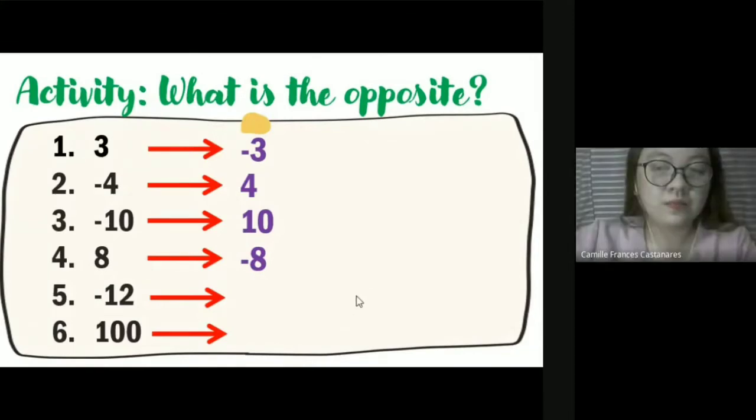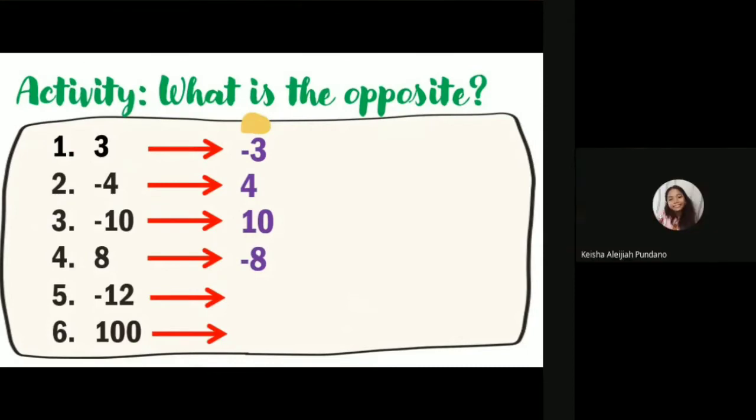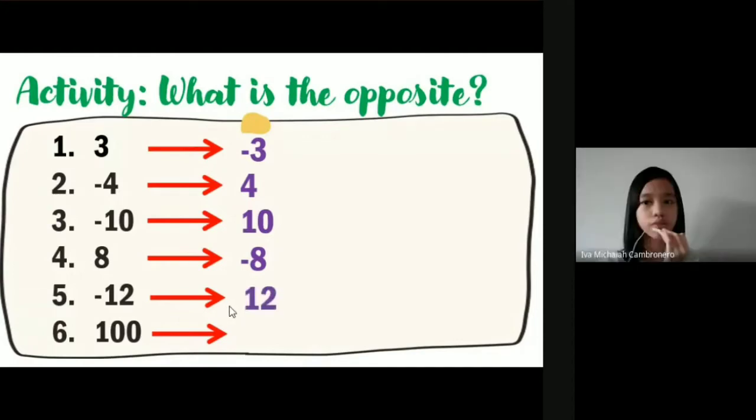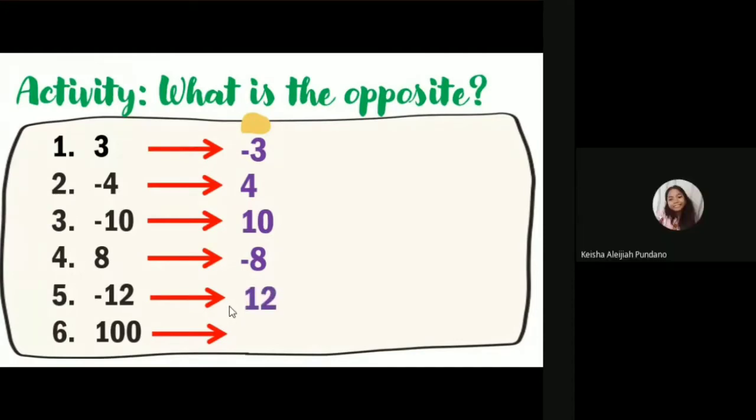Next, negative 12 is positive 12 naman. Okay, positive 12. And lastly, we have negative 100, the opposite is positive 100.